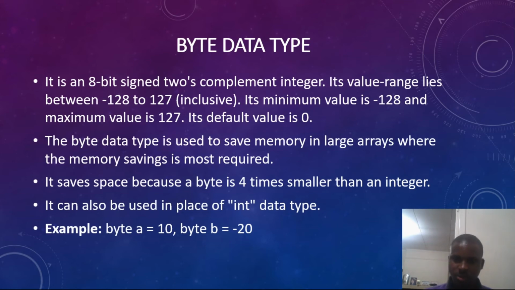When you're looking to save memory in large arrays, you may opt to use a byte. Why? Because it saves space, because a byte is 4 times smaller than an integer. This is a tip behind the use of the byte data type. It can also be used in place of the int data type, because int can consume a lot of space. You can use a byte data type instead.